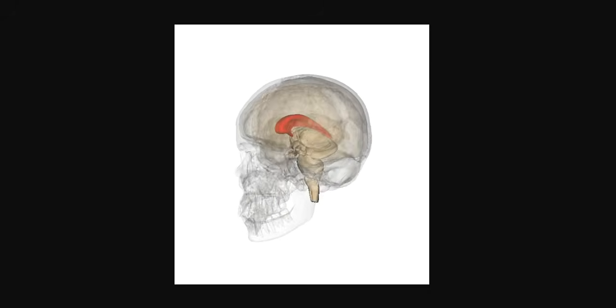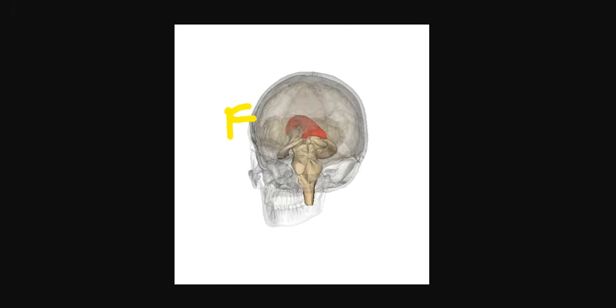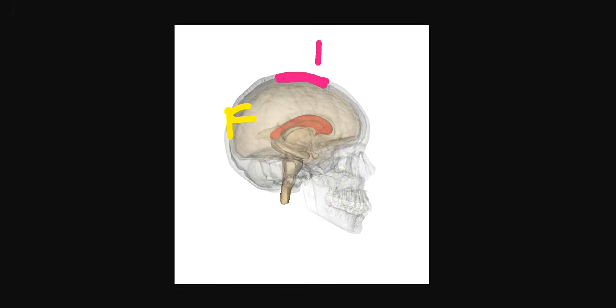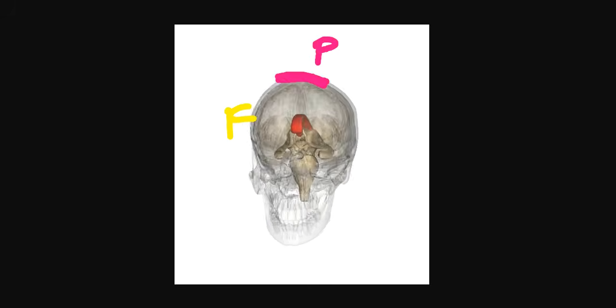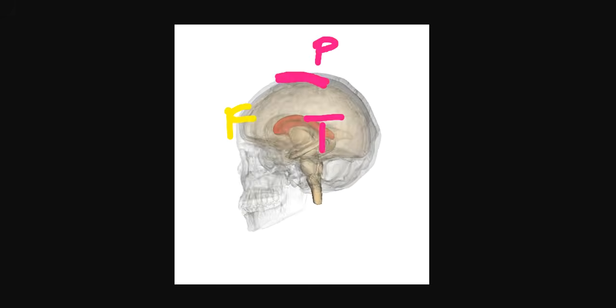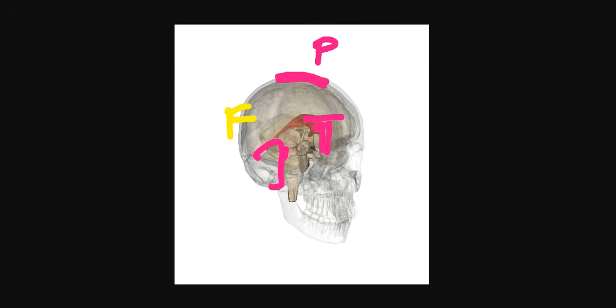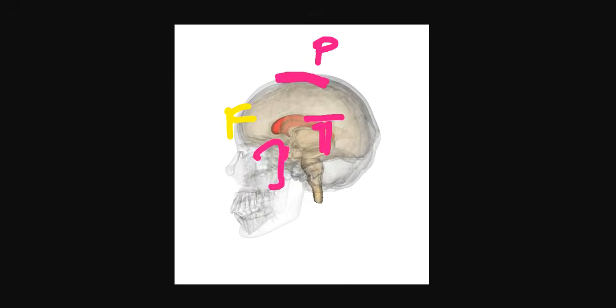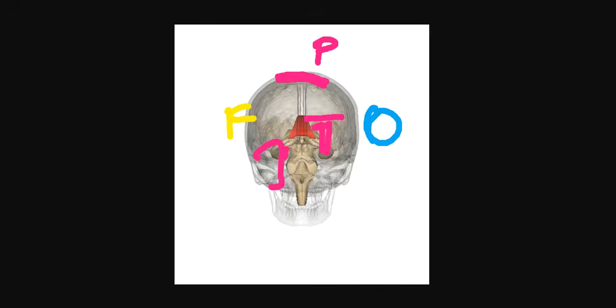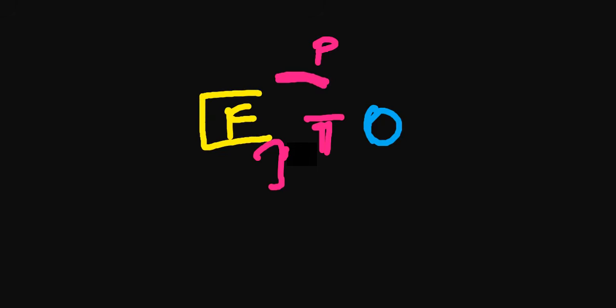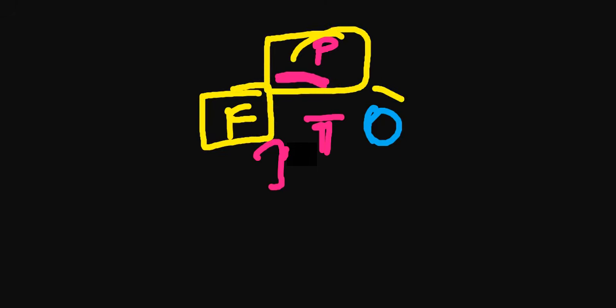It separates your left and right hemispheres. Now what you are looking at here is the frontal lobe, and this top one is called the parietal lobe. This side, right behind your ears, is the temporal lobe, and this is where your occipital lobe resides. So this is the frontal lobe, this is the parietal lobe, this is the occipital lobe, and this is the temporal lobe.